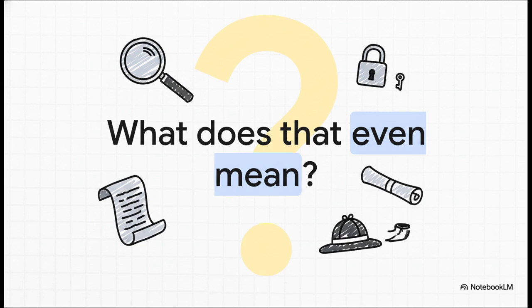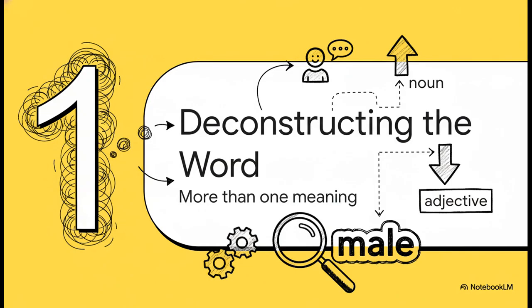But like any good detective, before we can crack the code, we've got to understand the evidence we're looking at. All right, so let's start by just breaking down the definition of our key piece of evidence here, the word male, because it's not quite as simple as it looks. It actually plays two totally different roles in the English language.